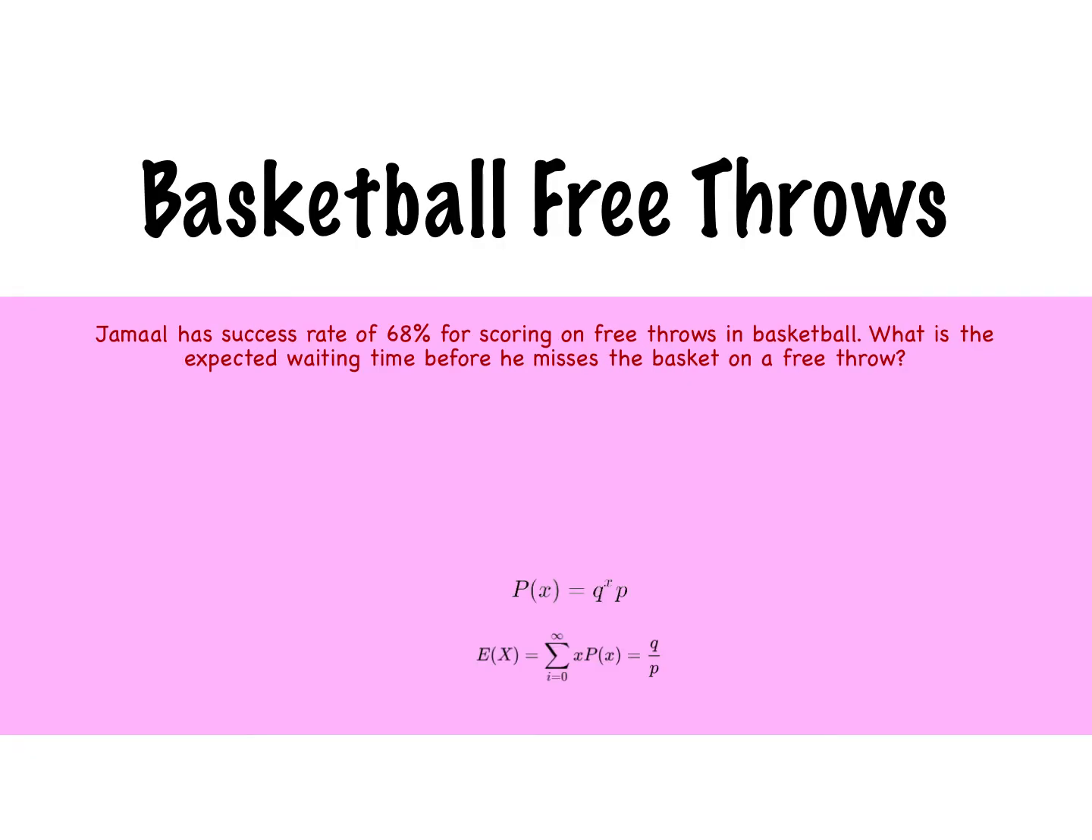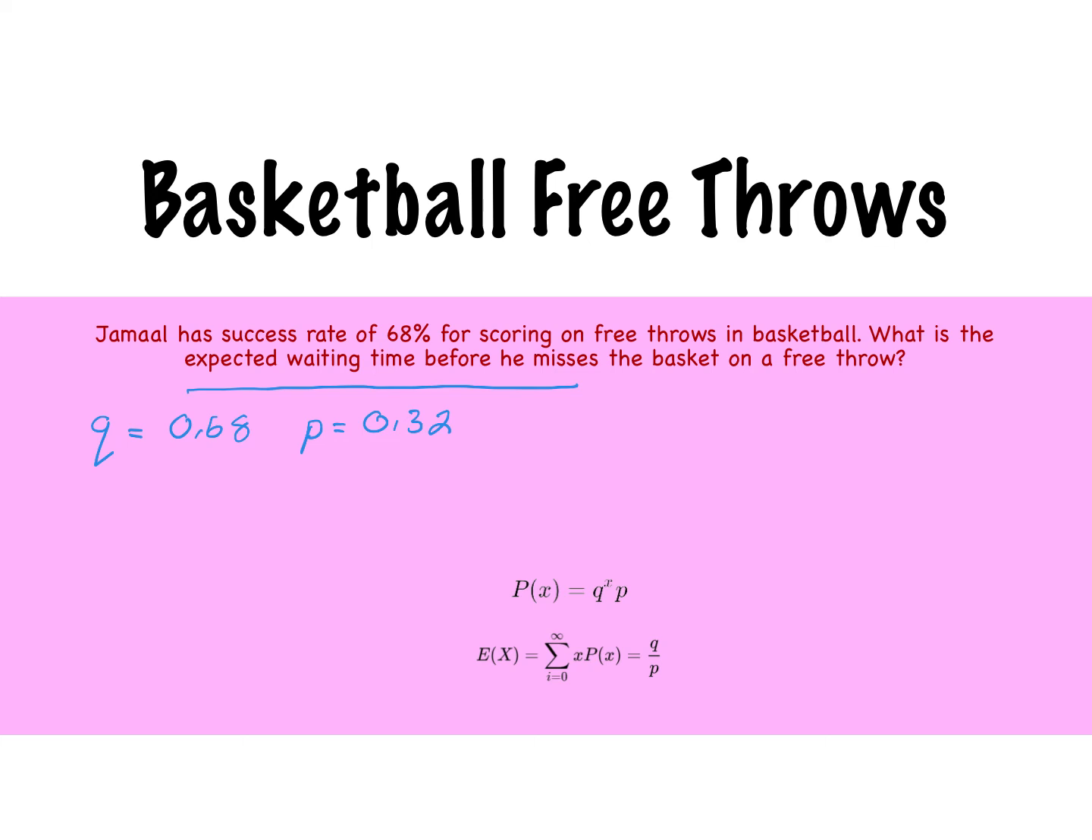Basketball free throws. Jamal has a success rate of 68% for scoring on free throws in basketball. What is the expected waiting time before he misses the basket on a free throw? So in this case, the probability of failure is 0.68, and the probability of success is 0.32.